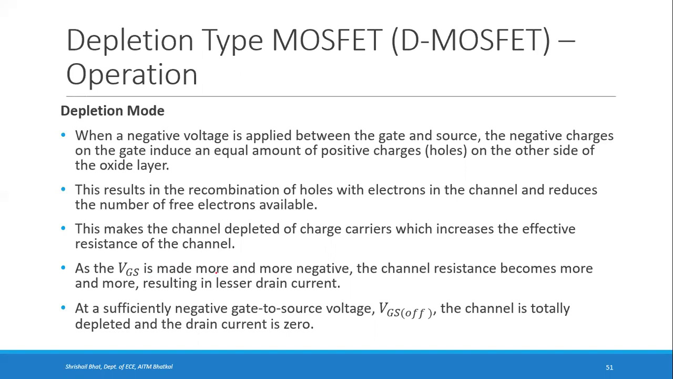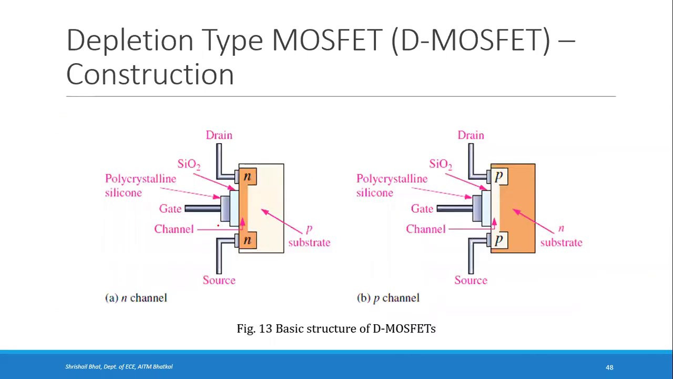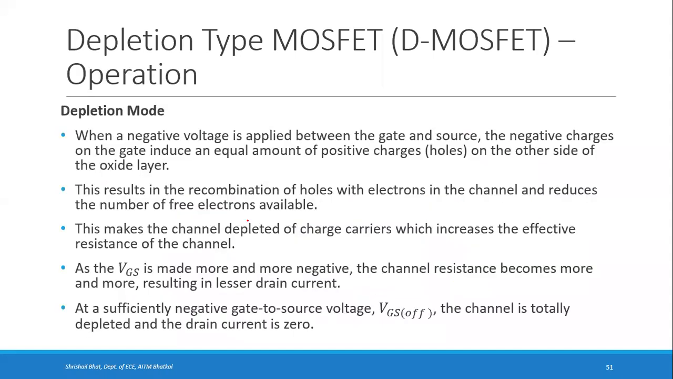As VGS is made more and more negative, the channel resistance becomes more and more, thereby resulting in lesser drain current. If you apply more and more negative voltage here, finally the current will become very small, and finally it becomes zero. At a sufficiently negative gate to source voltage, the channel is totally depleted and the drain current becomes zero. That voltage at which the drain current becomes zero is called VGS off, that is the turn off voltage.